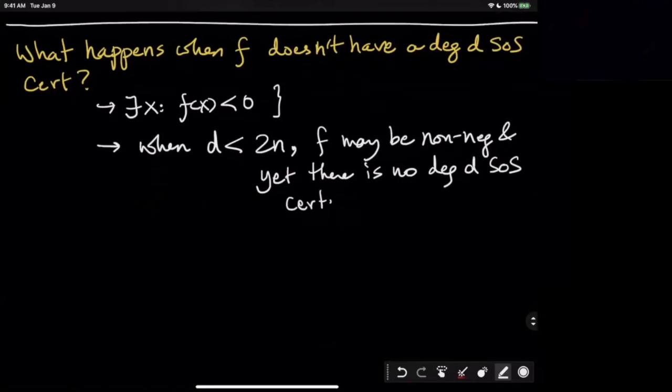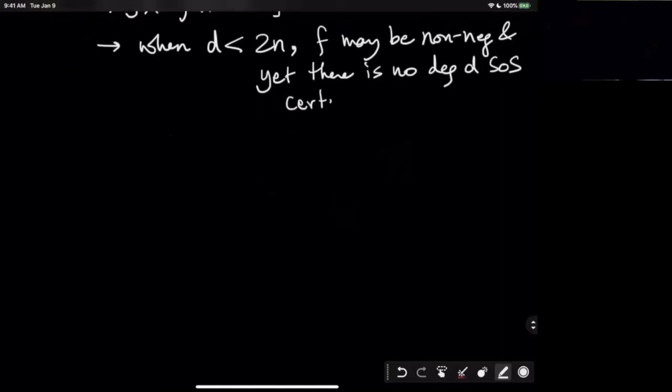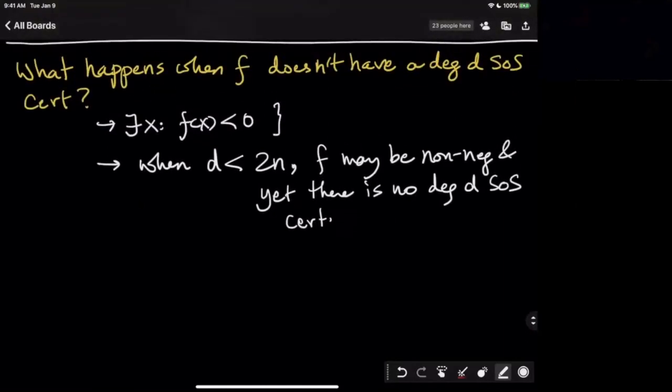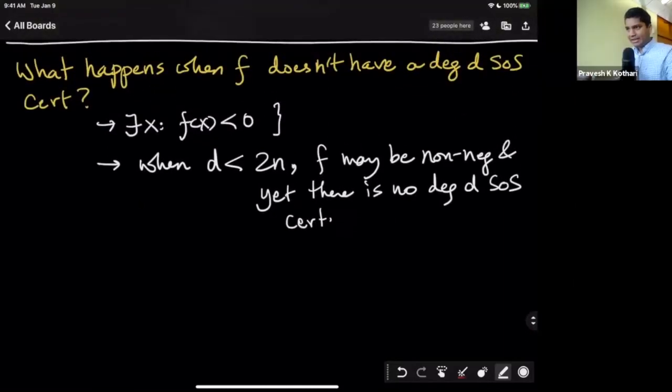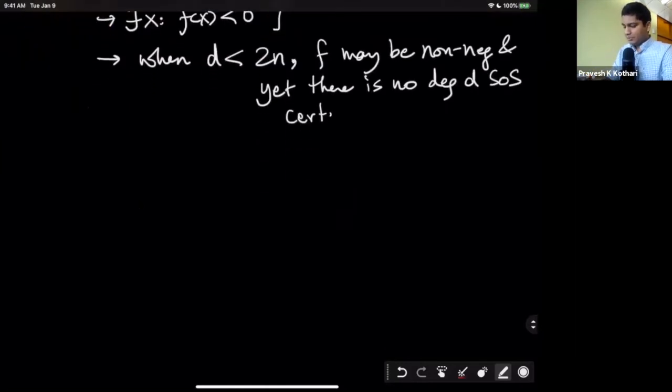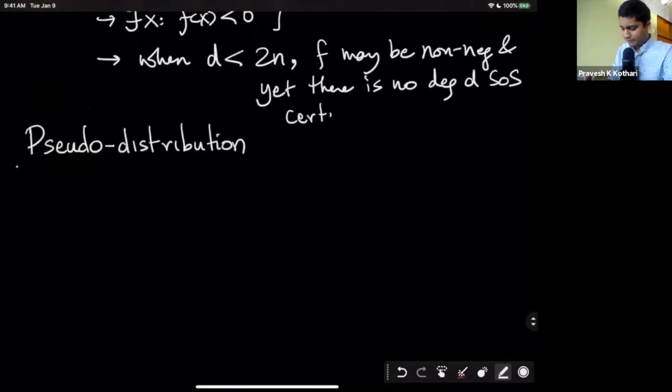Okay, great. So it turns out that when f does not have a certificate of non-negativity of degree D, we will actually show that there is an object with a really nice fancy name that exists. And we're going to call it a pseudo-distribution, and I'm going to justify to you why it's called that very soon.